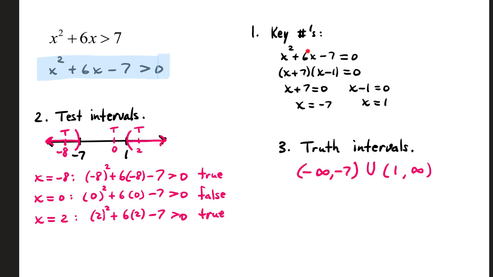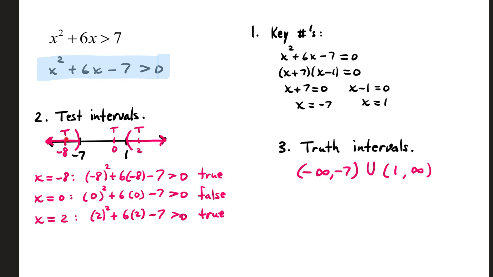This trinomial will factor with a +7 and a -1. The sum of those two numbers is 6. The product of those two numbers is -7. Set each factor equal to 0 and solve. You will get -7 and +1 for your key numbers.